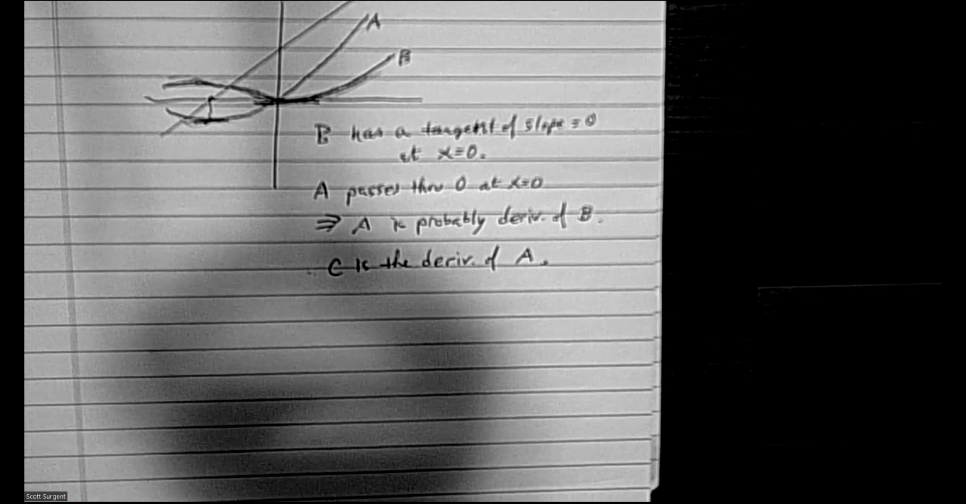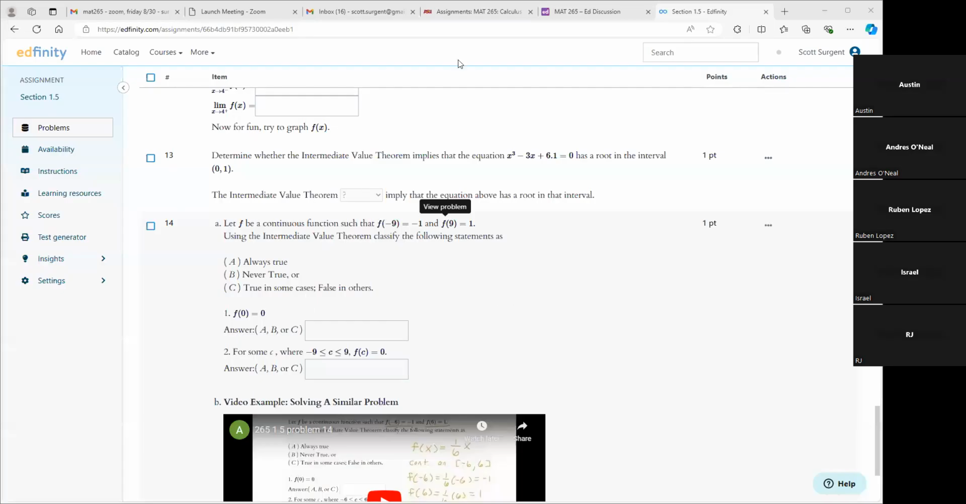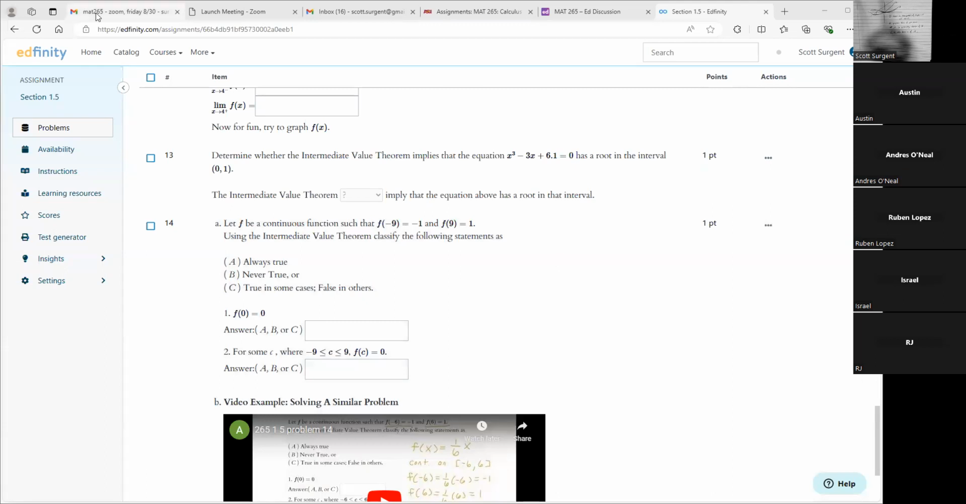So this is section 1.5, number 14. I'm going to bring it up. Okay, this one came in an email. The person said she couldn't make it, but if I could ask it. So I'm going to do it right now. 1.5, number 14.